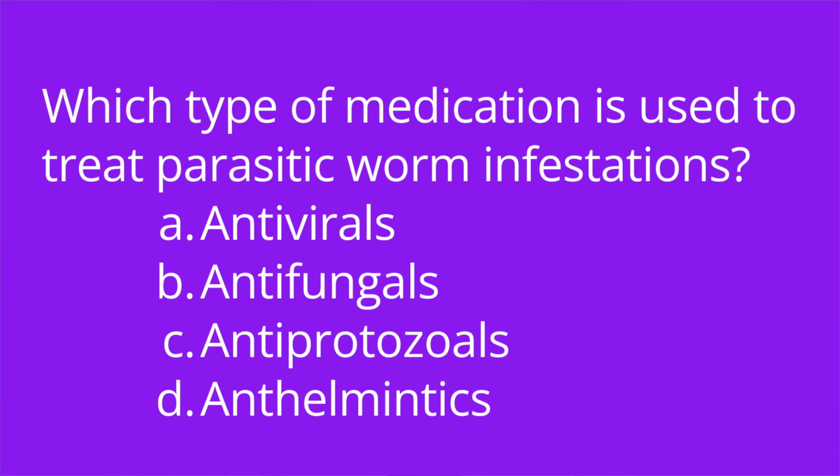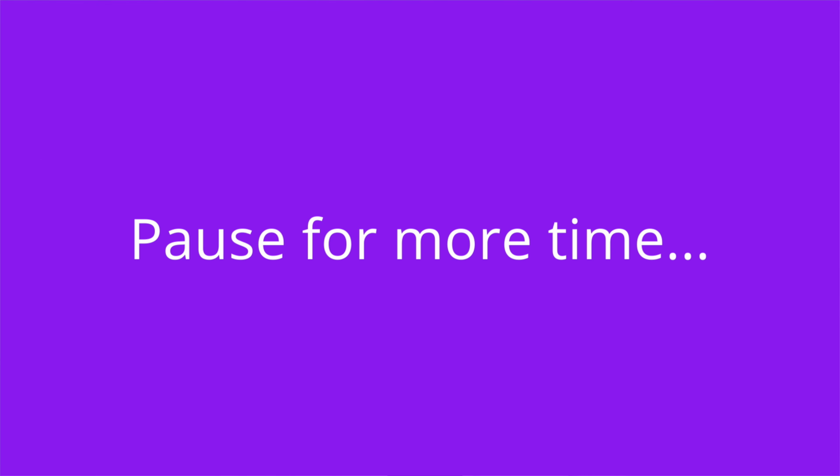Question number 2. Which type of medication is used to treat parasitic worm infestations? A. Antivirals. B. Antifungals. C. Antiprotozoals. Or D. Anthelmintics. The answer is D. Anthelmintics.